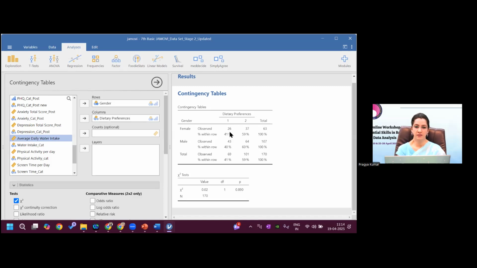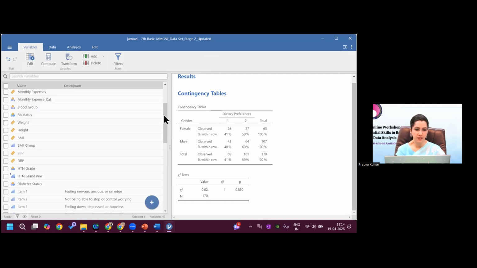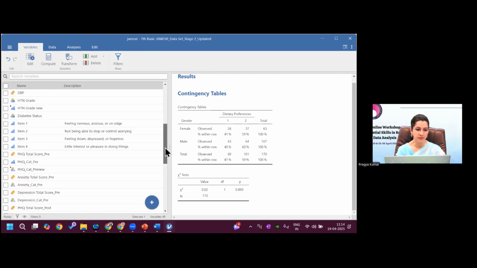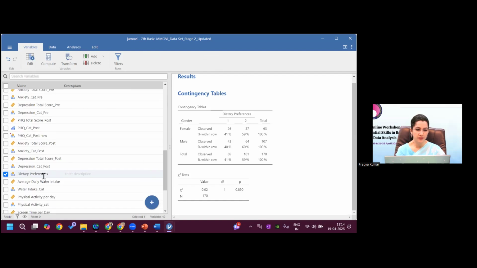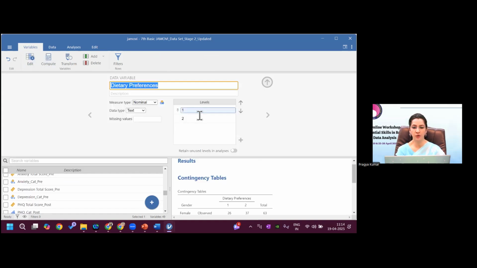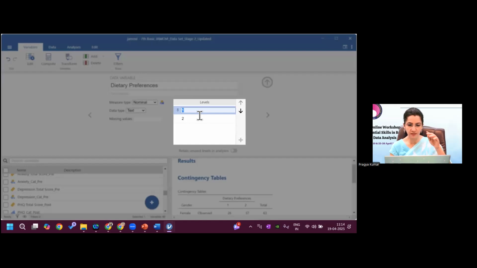If you wish to see what was 1 and what was 2, you can go to variable and click on this dietary preferences. I will just double click this and put this edit, and you can see, okay, we have not defined what is 1 and what is 2. So let's define this. So 1 is vegetarian. So I'm writing veg, because if you don't label this, you will have a problem when you are seeing the result. Non-veg.